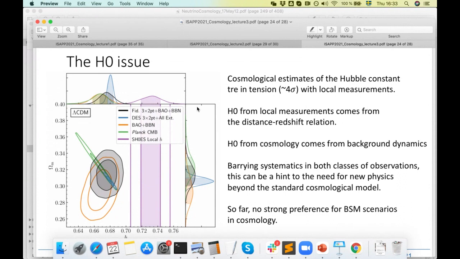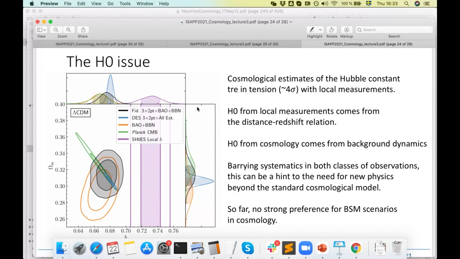All of these minimal extensions are not really satisfying in providing a solution to this H-naught tension. There are more complicated models that can help alleviate this tension. For example, if you introduce beyond standard model interactions between different cosmological components, for example, between neutrinos, or between neutrinos and cold dark matter, or coupling between dark energy and dark matter.